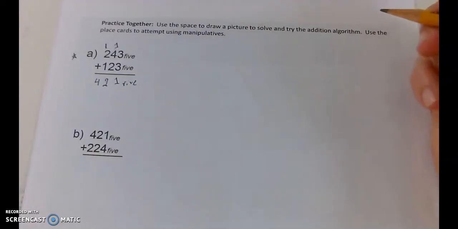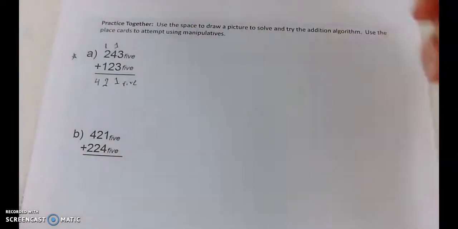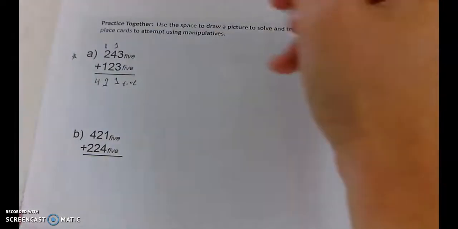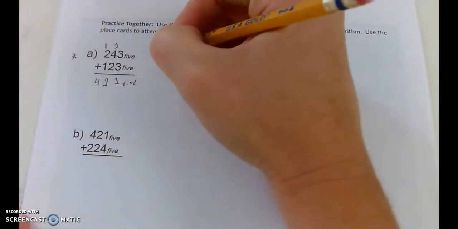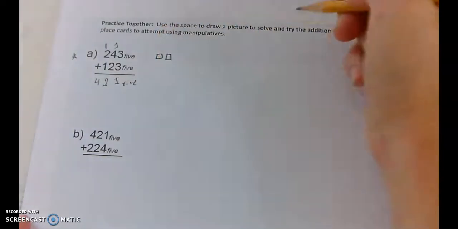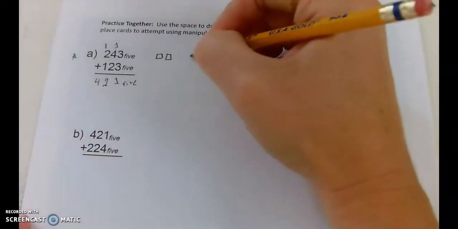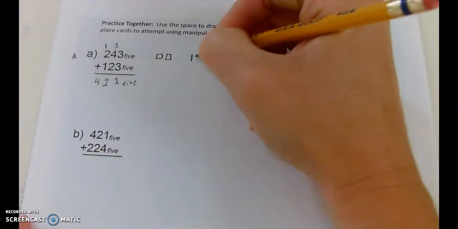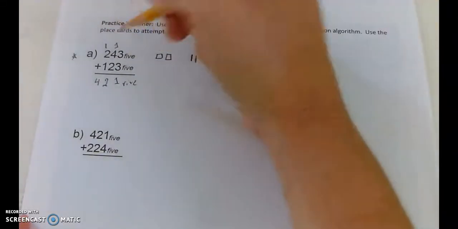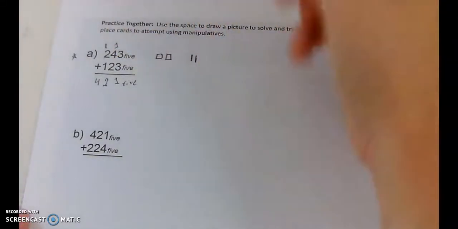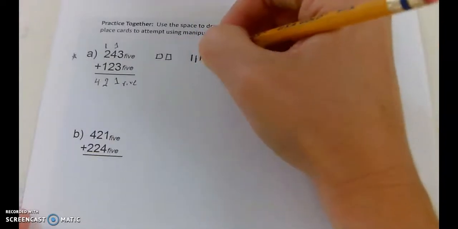So why not, let's try that method that we talked about last time. We drew a picture. So I'm going to represent 200 with 2 boxes. 2 boxes for 200. My 4, which are my 5s. Oh, I shouldn't have said 200 because we're in base 5 now.